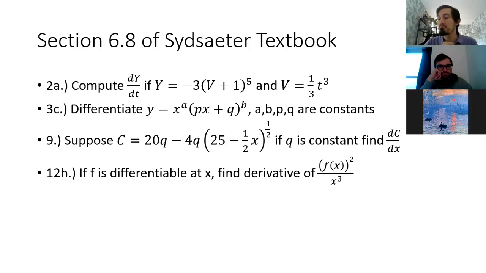And the tools, who cares if there's a v in there? Well, v is a function of t. We can use that to get ultimately what we want, which is dy dt. So would somebody like to say how I would do this first one, 2a? Let me write it here. Y equals -3 v plus 1 to the 5th. And by the way, v equals 1/3 t cubed. What should I do here if I want to take dy dt of that?